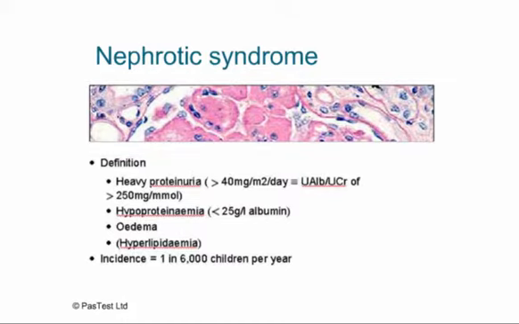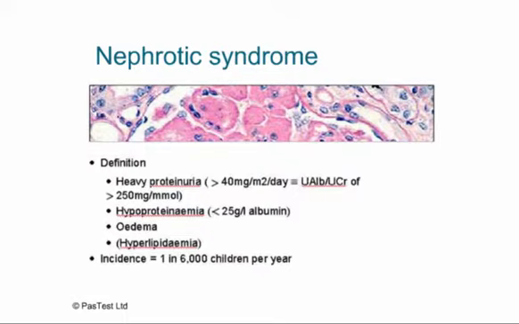Nephrotic syndrome is defined as heavy proteinuria, and most authorities would say that nephrotic range proteinuria was a urinary protein to creatinine ratio of greater than 250 milligrams per millimole. And as we saw in the previous question, most nephrotics run protein creatinine ratios far in excess of that. That degree of proteinuria equates to a daily protein loss of about 40 milligrams per metre squared.